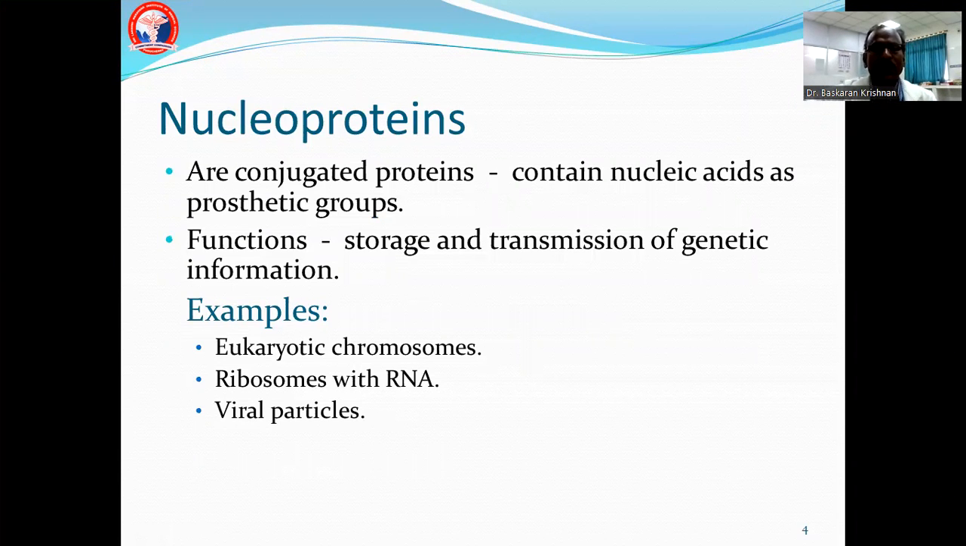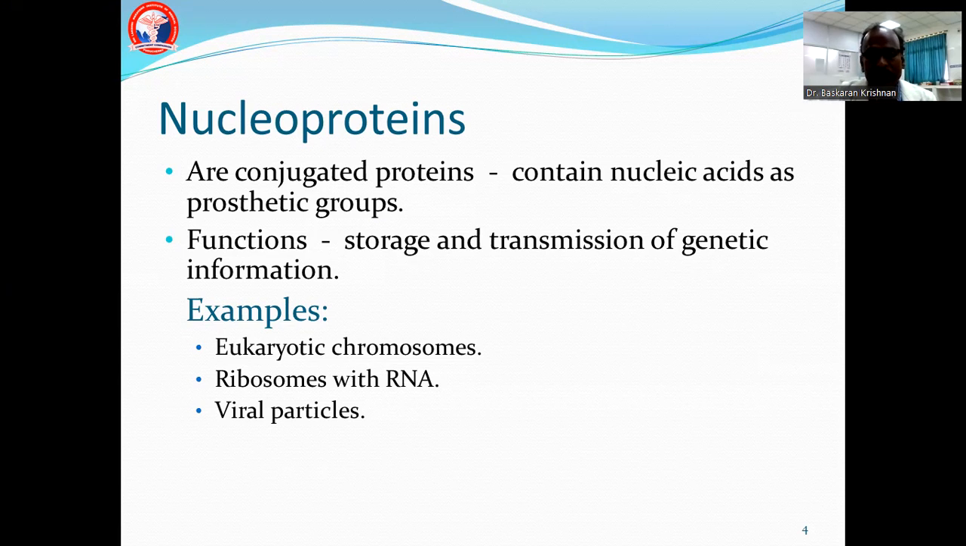Let's start with the nucleoproteins. Nucleoproteins are conjugated proteins. That means they're complex proteins, a combination of protein and non-protein parts. In this case, nucleic acids are the non-protein parts. The functions: they have storage and transmission of genetic information. They are responsible for maintaining the genetic integrity of the species. Examples include eukaryotic chromosomes, ribosomes with RNA, viral particles.